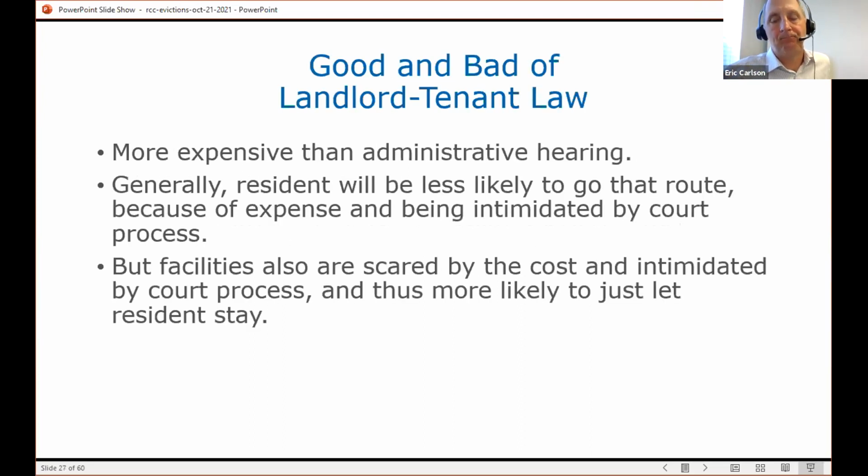And administrative hearing is relatively self-explanatory and easy to understand. There are going to be provisions in the state regulations that describe the notice that's required and the steps that are necessary for the resident to get a hearing in front of an administrative law judge or someone similar.